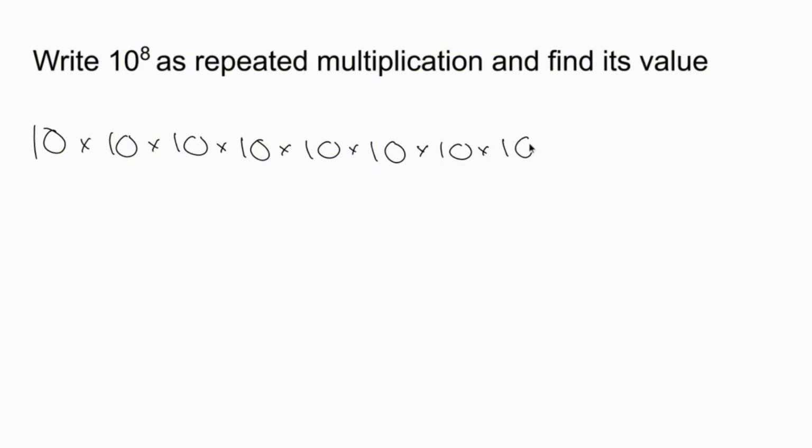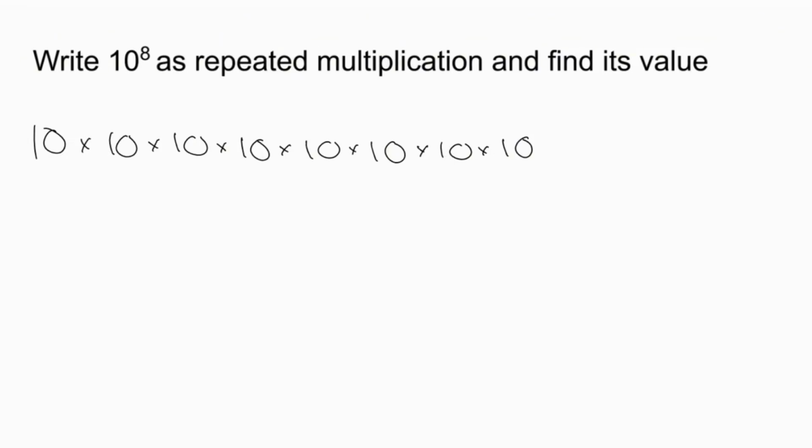Write 10 to the eighth power as repeated multiplication and find its value. Whenever you have a base being raised to an exponent, you multiply that base to itself this many times. So we're going to multiply 10 to itself 8 times. So 10 times 10 times 10 times 10 times 10 times 10 times 10 times 10. 1, 2, 3, 4, 5, 6, 7, 8.